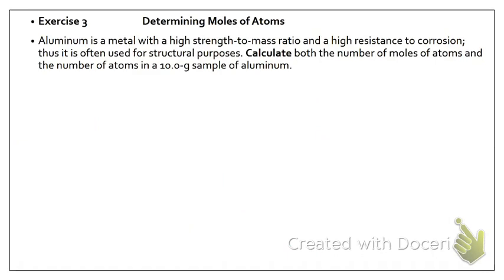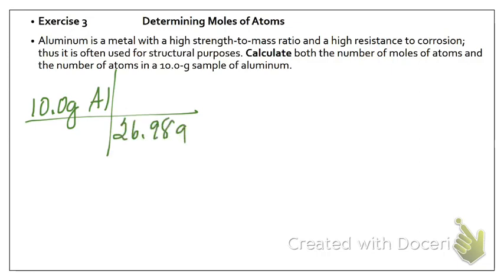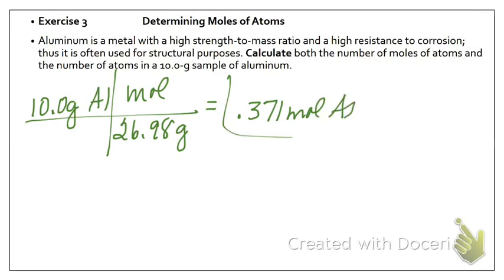Okay. In the next problem, determining moles and atoms, it's actually asking us to calculate both the number of moles of atoms and also the total number of atoms in 10 grams of aluminum. So because it's asking it in 2 parts, instead of doing it all in one step like we just did, we're going to do it in 2 separate steps because it's asking us specifically how many moles. So we're starting with 10 grams of aluminum. And the molar mass of aluminum is 26.98. So that's going to come out to 0.371 moles. So there's our first answer.